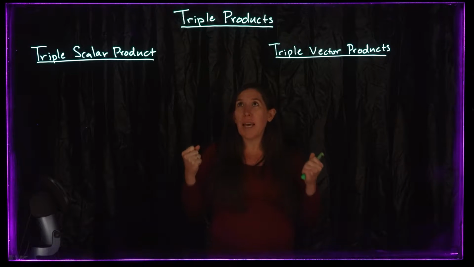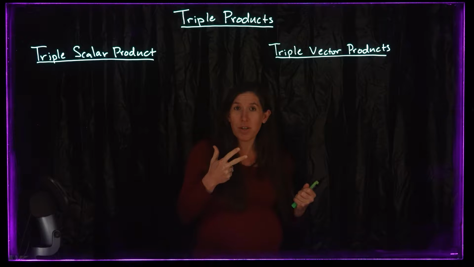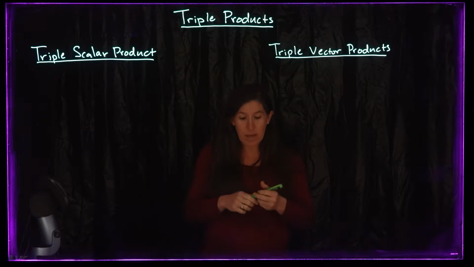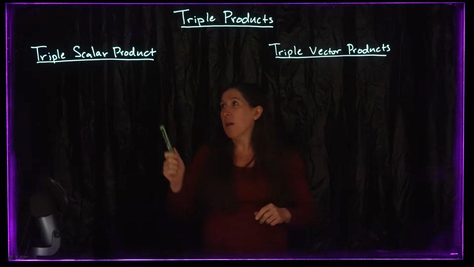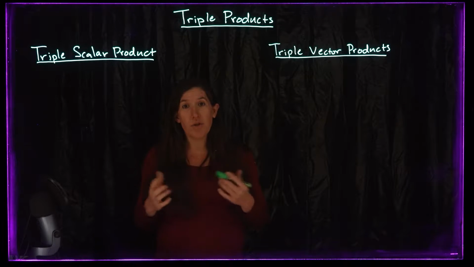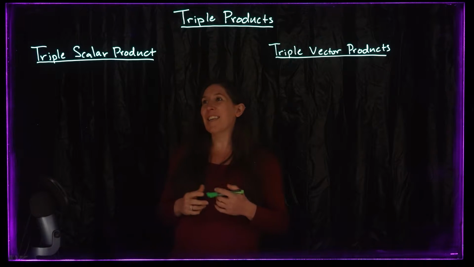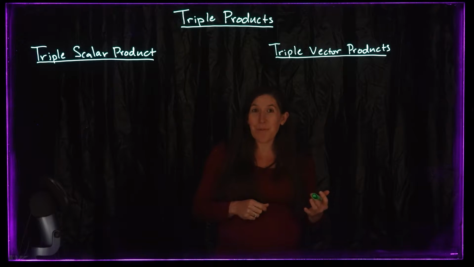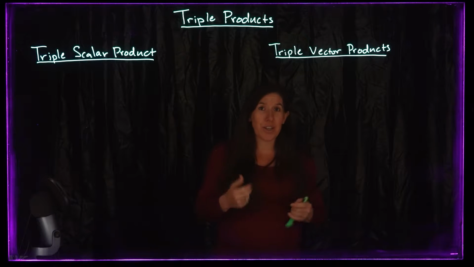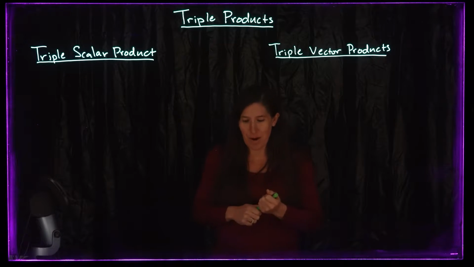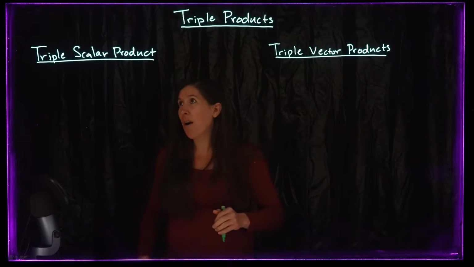I want to take a product of three vectors using the dot product and the cross product. And there are really only a couple ways of doing this. So the first is known as the triple scalar product because the result, you guessed it, is a scalar. The triple vector product, on the other hand, takes three vectors and returns a vector. Therefore, again, the name, triple vector product. All right, so what are these?